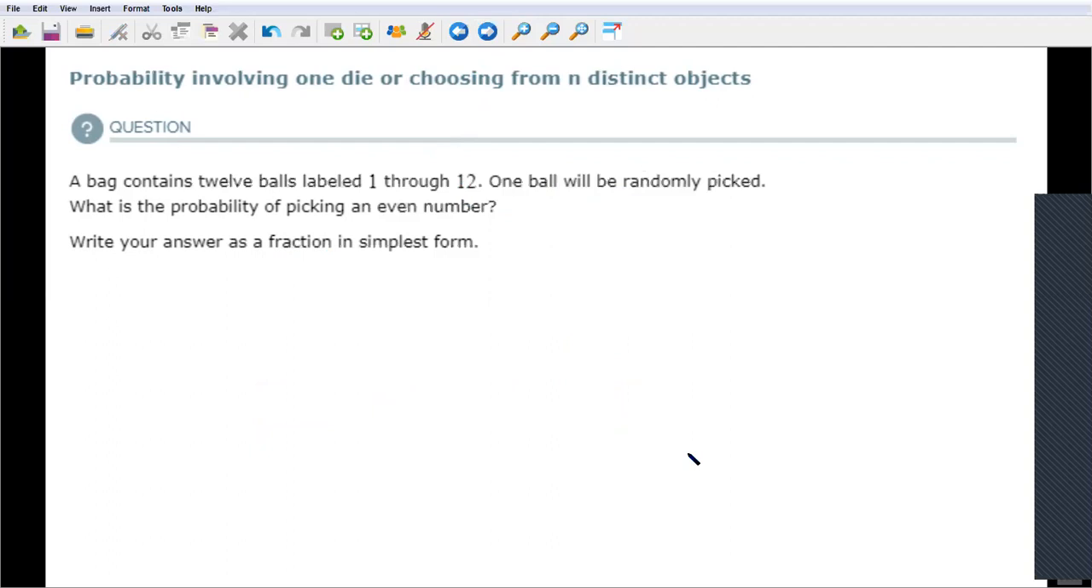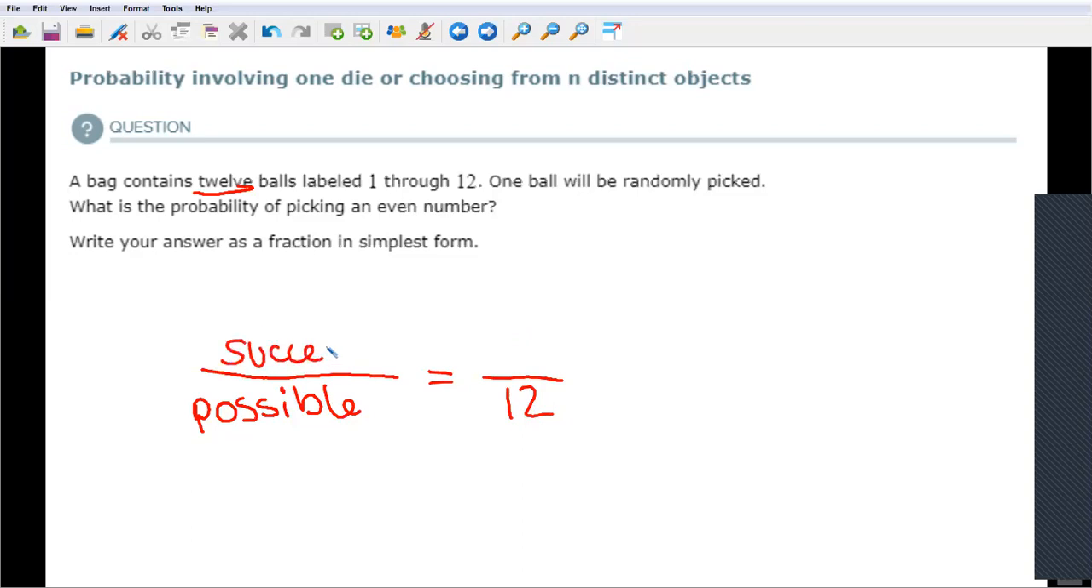Here's an example where we have balls that are numbered. Again, we're using a bag. In this case, we have 12 balls, numbered 1 through 12, and you're picking one randomly out of the bag. So looking at your possible outcomes, once again, it's just how many different numbers you could possibly choose. In this case, we have 12 different balls with 12 different numbers, so we would have 12 as our possible outcomes. Now what this one is asking for is, what is the probability of picking an even number?